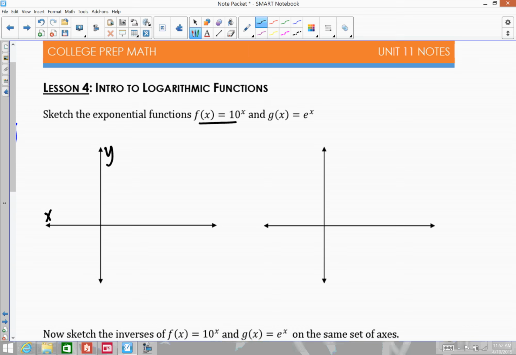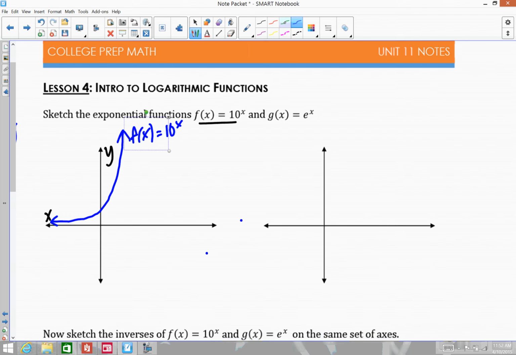This first function here, f of x equals 10 to the x, is going to have an asymptote of the x-axis, or y equals 0. It's going to cross at 0, 1 for the y-intercept. And it's going to grow pretty quick because the base is 10.